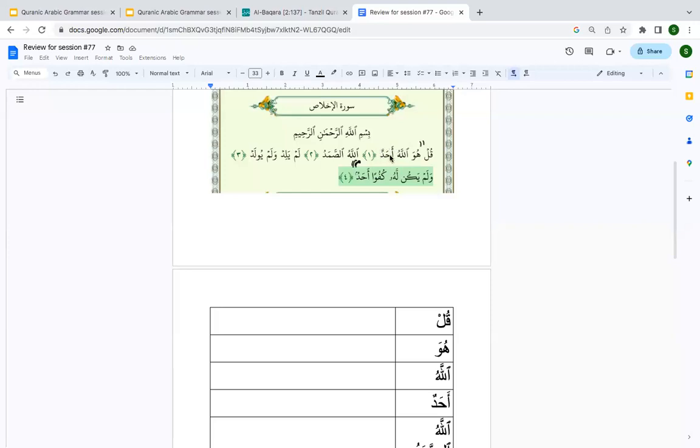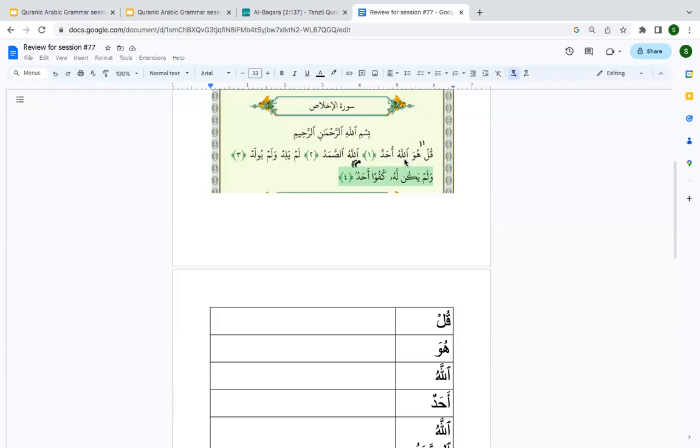If I now tell you huwa ahadun, what is this going to be? Again, giving you some information. He is Allah, He is one. So can it be khabar number 2? Yes or no? Can you say Allahu mubtada? Allahu khabar 1 and ahadun khabar 2 for huwa.